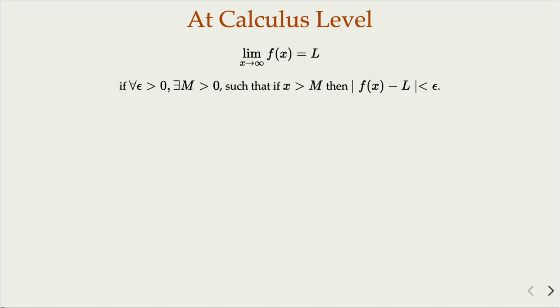Now, how do we do this in a more rigorous way if you are at the calculus or college mathematics level? We need to come back to the definition of the limit. When we say a function has a limit as x goes to infinity, it means for any epsilon greater than 0, there exists some M, maybe some big number, such that when x is greater than M, the difference between the function value and L is bounded by epsilon, no matter how small the epsilon is. If that is the case, then we say the function has a limit L.